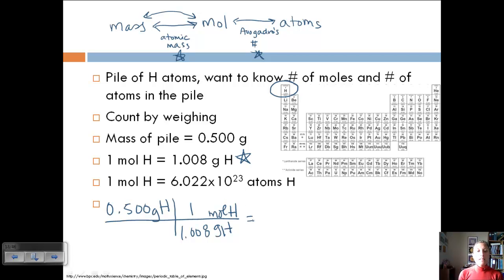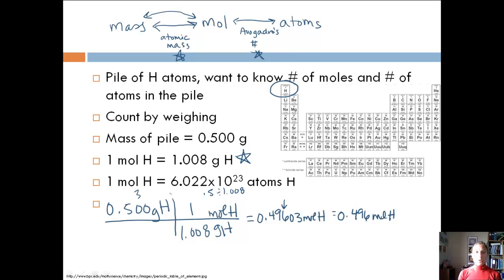Okay, so let's calculate this. Remember, anything on the bottom gets divided, anything on the top gets multiplied, so it's 0.5 divided by 1.008. Okay, and so that's equal to 0.49603 moles of hydrogen. And so if I look at significant figures, I have 1, 2, 3 significant figures. I want 3 in my answer, and so that equals 0.496 moles of hydrogen. If I just wanted moles, I could stop right there.